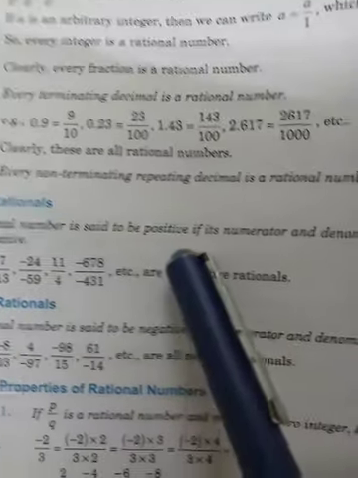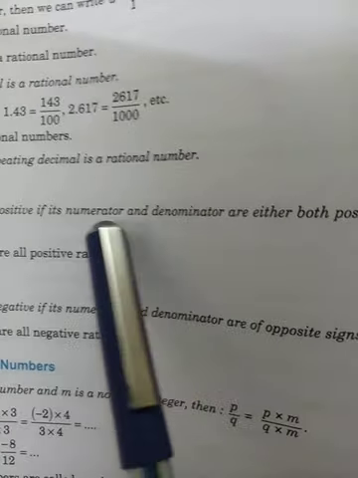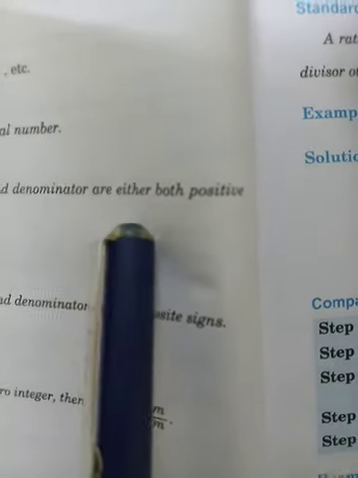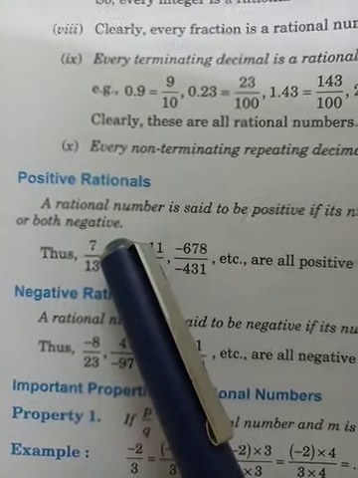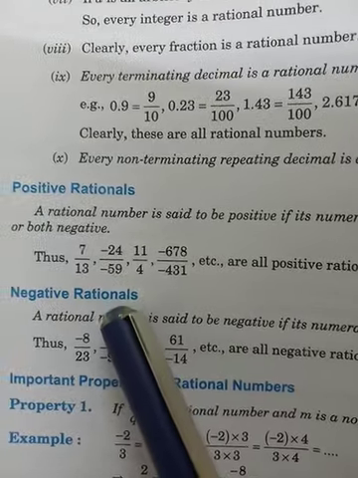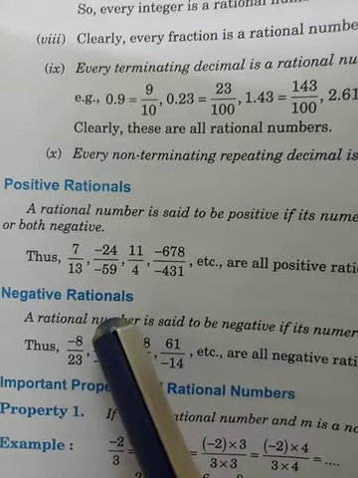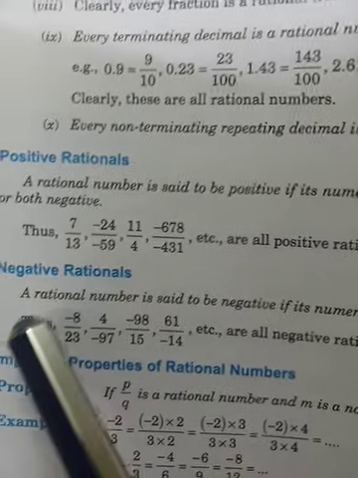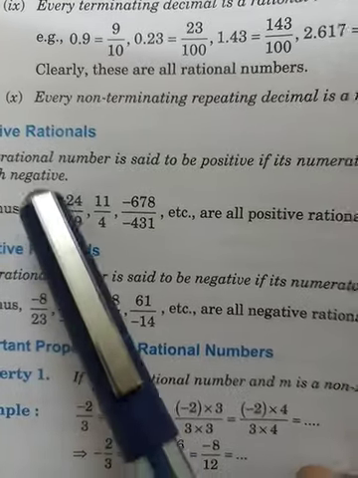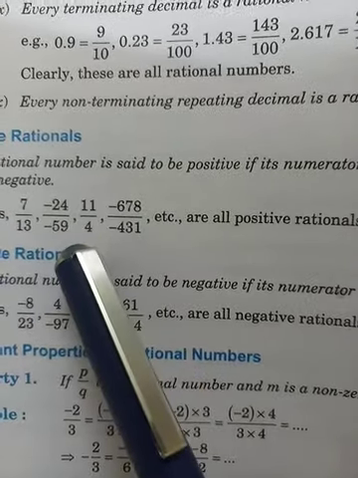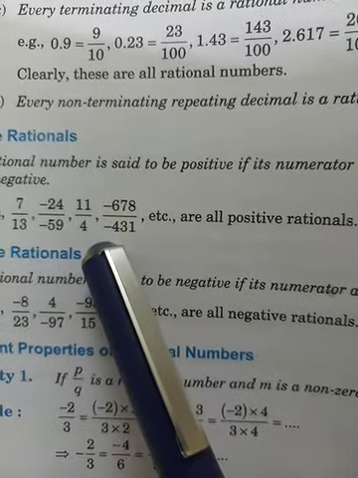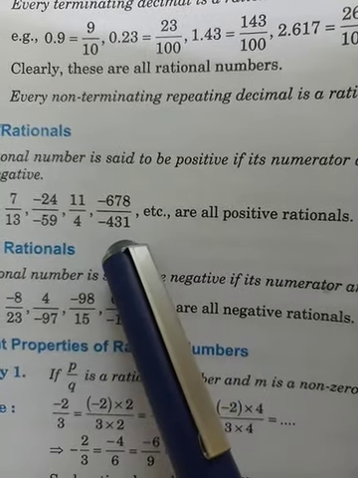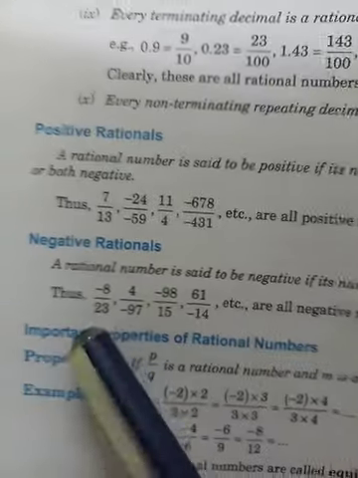Positive rational numbers. A rational number is said to be positive if its numerator and denominator are either both positive or both negative. Okay children, remember, in the case of positive rational numbers, both numerator and denominator should have the same sign. We can see the examples: 7 by 13, minus 24 by minus 59, 11 by 4, minus 678 by minus 431.